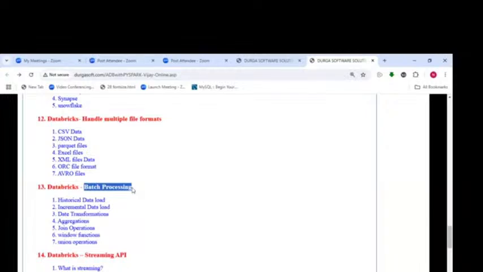So you will be working with batch processing, batch applications, historical data load, incremental data load, date related, aggregation related, join related, everything by using PySpark.